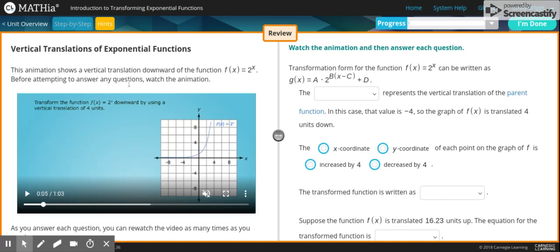So transform the function f of x equals 2^x by using a vertical translation of 4 units. So g of x equals a times 2 to the power b(x minus c) in parentheses plus d. So I'm going to keep watching.